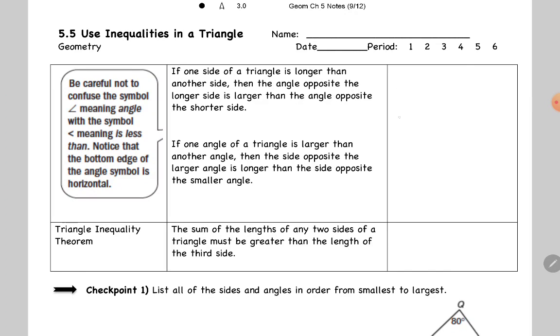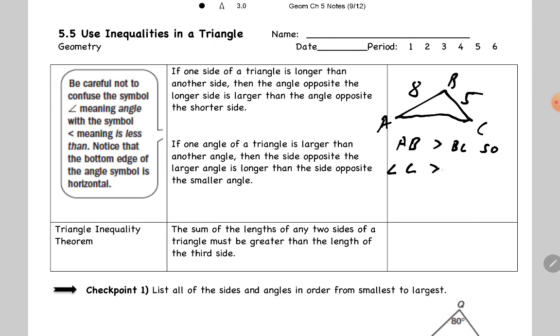And these first things say that if one side is longer than another, so let's say this is A, this is B, this is C. So here's that side, and that's clearly longer than that side. AB is longer than BC, so AB is greater than BC. So the measure of angle C is bigger than the measure of angle A. Okay?